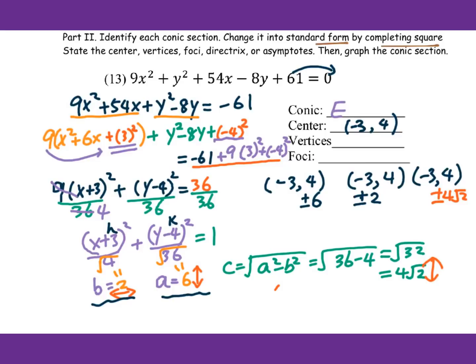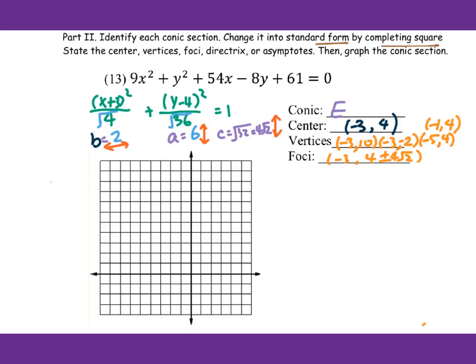Therefore, we can work out the vertices. That's (-3, 10), (-3, -2), (-5, 4), and (-1, 4). For foci, you got (-3, 4 plus or minus 4 square root of 2). Now let's sketch the graph.